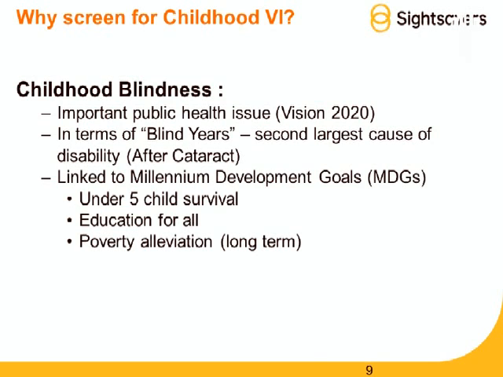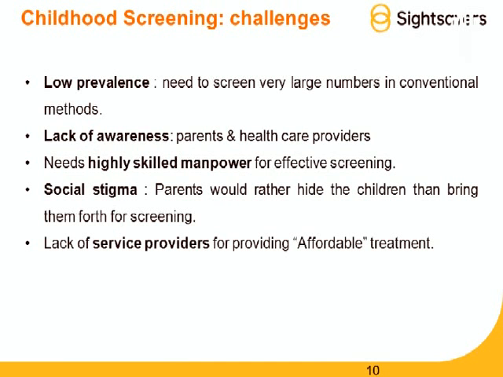Education: good vision, perfect eyesight is definitely a contributor to good education. And also in terms of overall intellectual development and employability, good visual acuity is essential. So it goes a long way in poverty alleviation. So looking at this, childhood blindness definitely qualifies for putting efforts into early detection and providing good treatment modalities and adequate management overall. But what are the challenges?